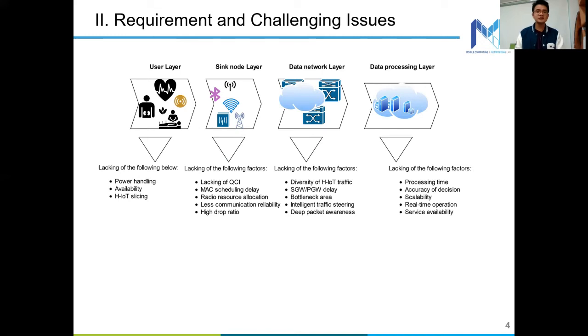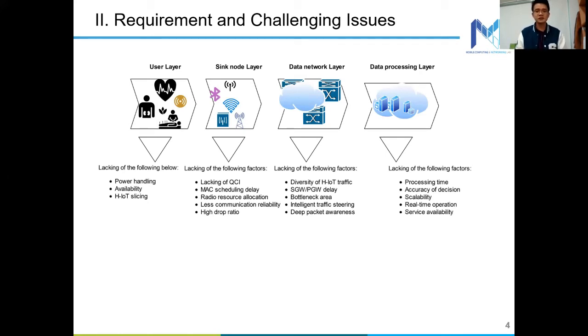So to meet the perspective of the big data computing environments, we have to face this challenging issue. In the user layer, there are heterogeneous Internet of Things devices. So it is required to perform slicing of the different sensor or body area network services based on different service computing requirements. And on the user side, we have to increase the availability and power savings.